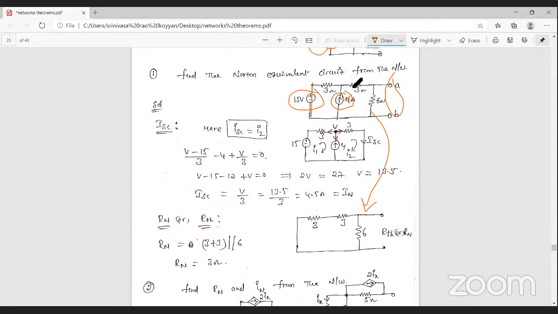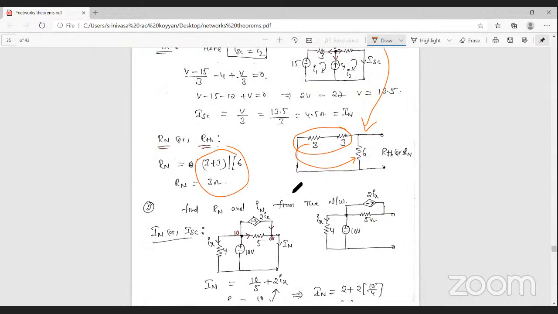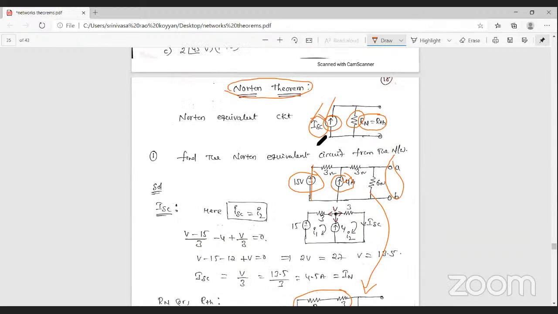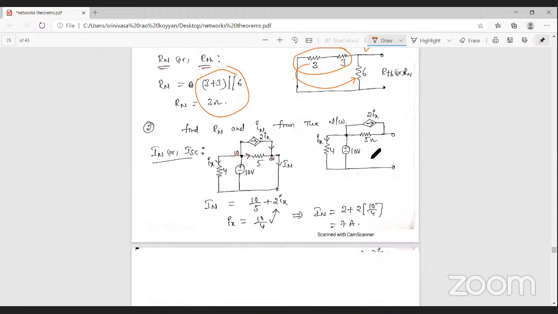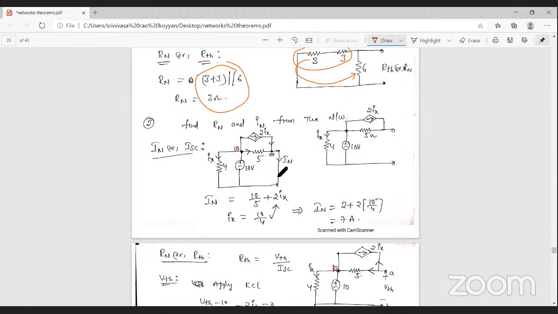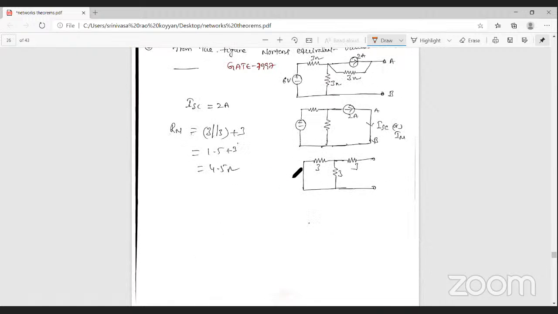Okay, 3 ohm, 3 ohm and 6 ohm. These two resistances are in series and the resulting resistance is in parallel with the 6 ohm. Then you can achieve the Thevenin's resistance 3. Okay, this is the equivalent of Norton's, that is short circuit current and Norton's resistance. And similarly, if you look at Thevenin's theorem, it is similar to Norton's. Don't worry, you can check it.